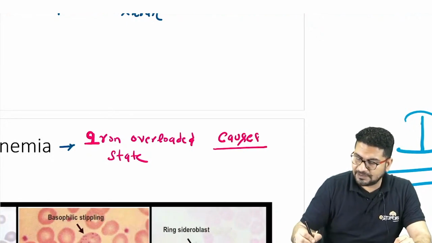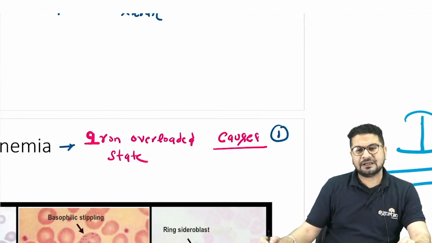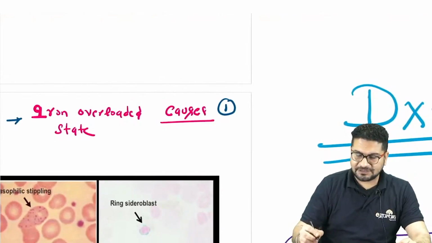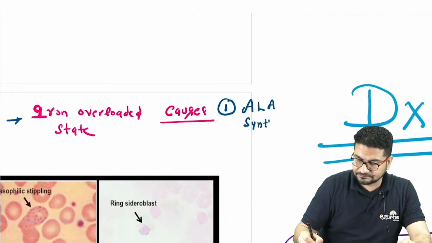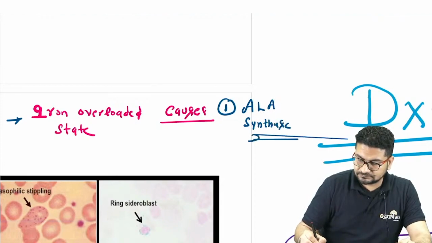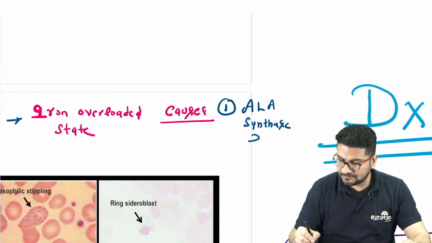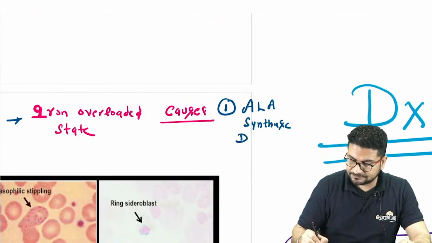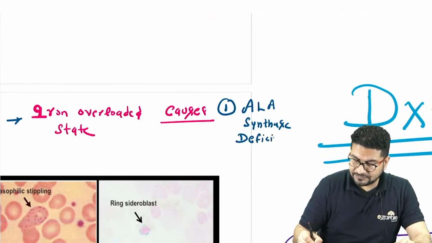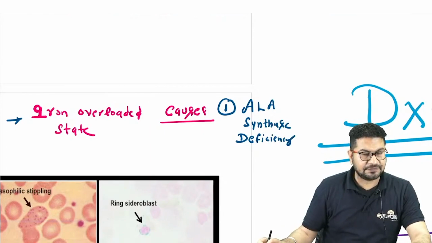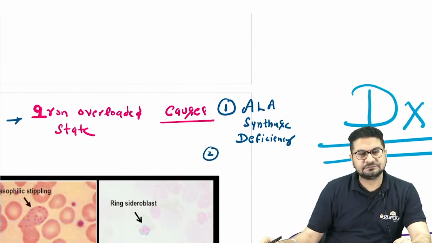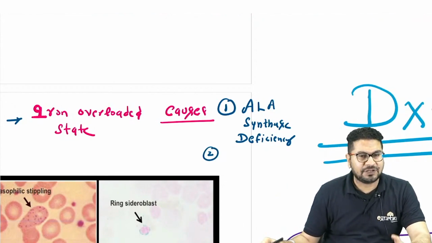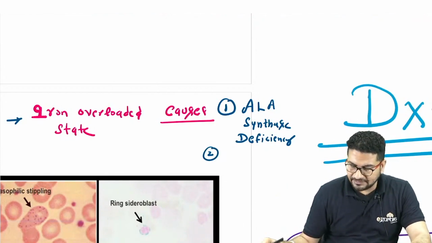The first cause is that it can occur since birth, congenitally, due to deficiency of an enzyme called aminolevulinic acid synthase, ALA synthase. This is the congenital cause. We need this enzyme for the heme metabolic pathway, and it is deficient.